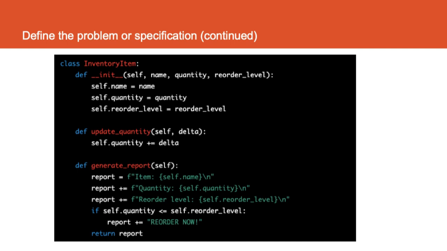The generate_report method includes logic to determine whether the item's quantity has fallen below the reorder level and includes a warning if this is the case. You can use this class as a building block for your software solution, creating instances of the inventory item class to represent each item in the business's inventory and using the methods of the class to update quantities and generate reports. Now let's look at the second step, gather information and resources.